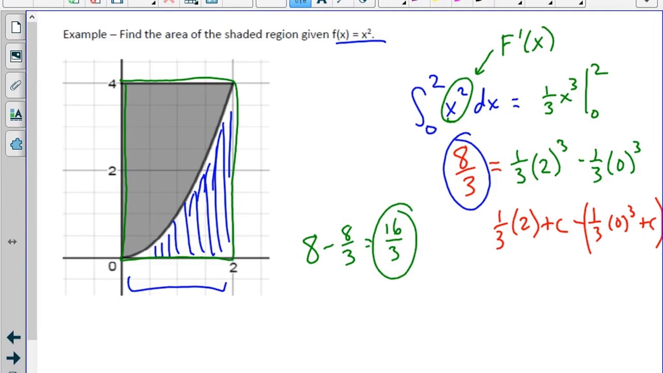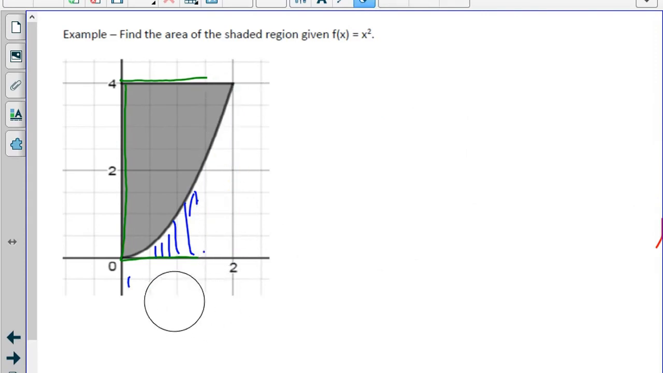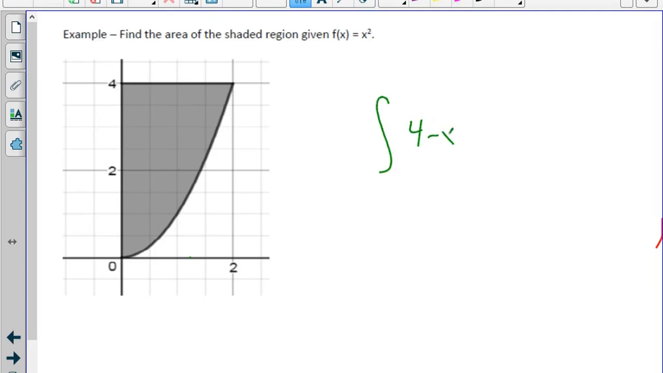So essentially, in order to find the area of this shaded region, I have to do 8 minus this integral, and then I would get the answer. Another way that I can do this problem is, instead of trying to find the area of x squared here, I can find the integral of 4 minus x squared dx, evaluated from 0 to 2. That is essentially finding the area between 4 and x squared.